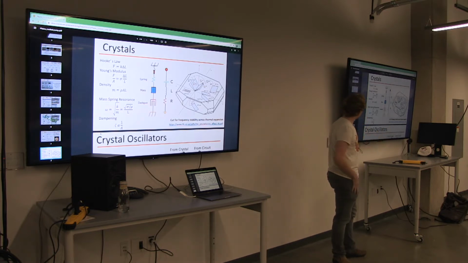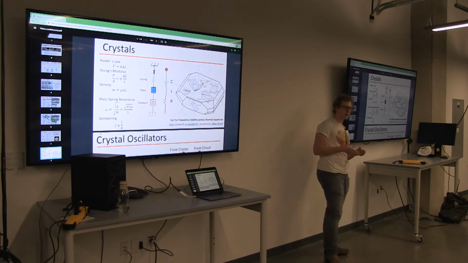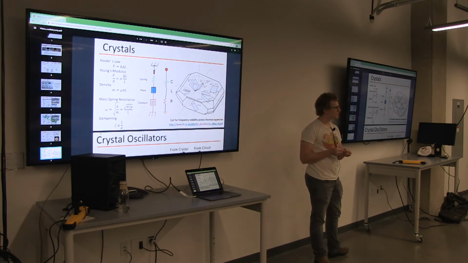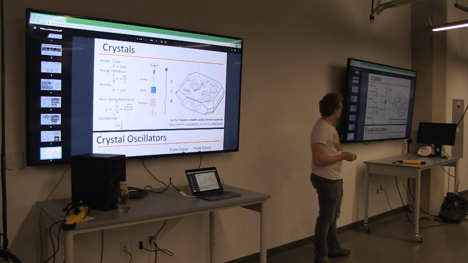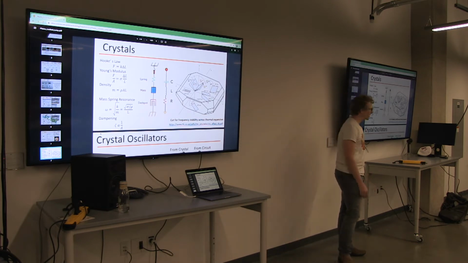But this gives you a rough estimate for the frequency of the crystals. And then you have some damping. It turns out that the damping is actually based off of the area of the crystal. So if you make a smaller and smaller cut of crystal, then you're going to end up with more and more resistance, basically, in your circuit.